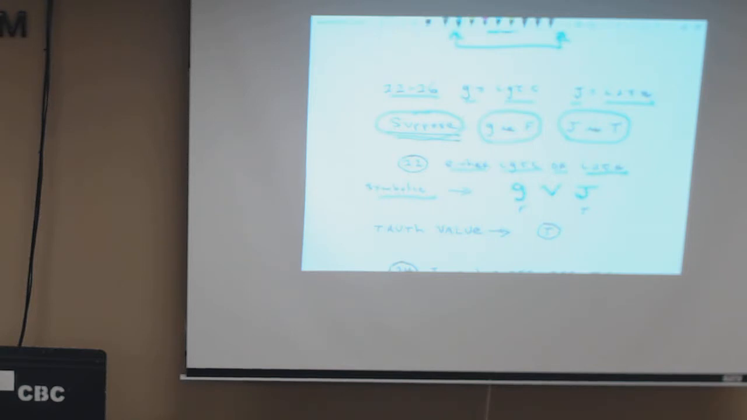So what did it say? G is false. So I have false here. J is true, so I have true here. False or true, what's the truth value of false or true? True. So the truth value for that statement is true.